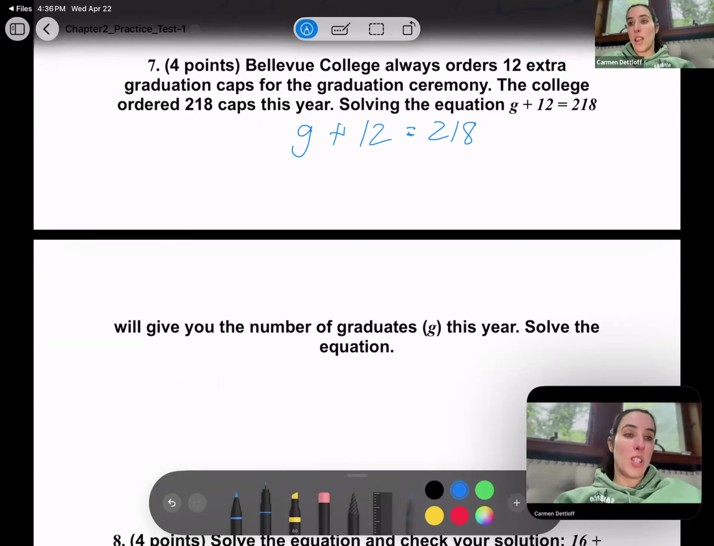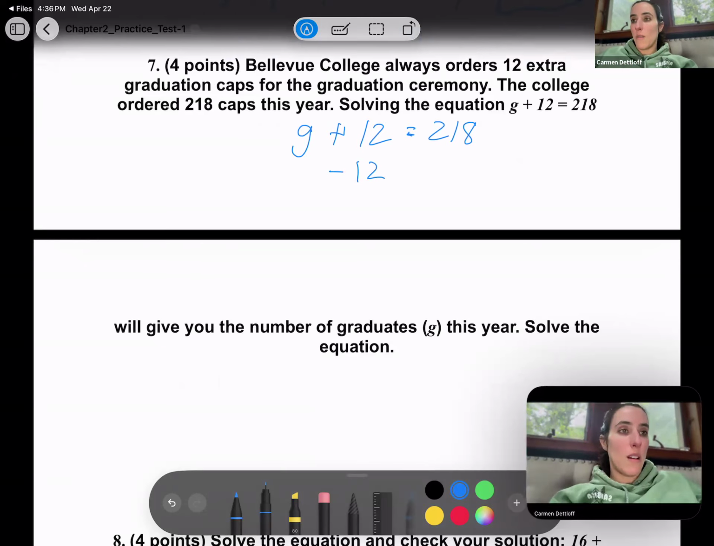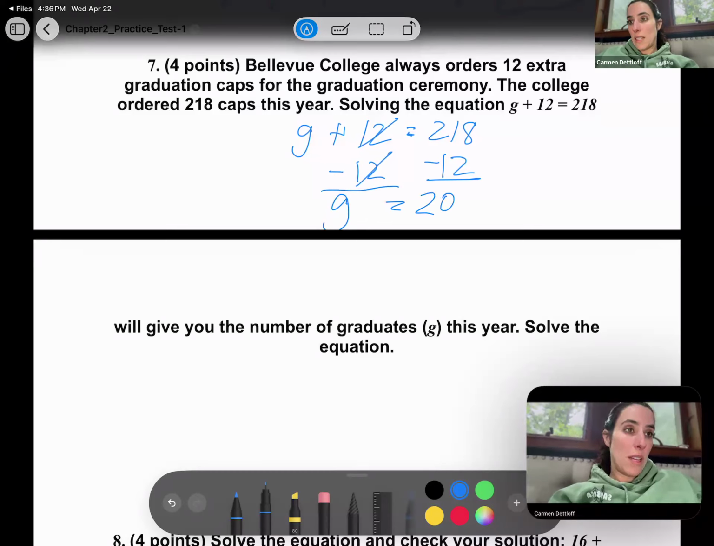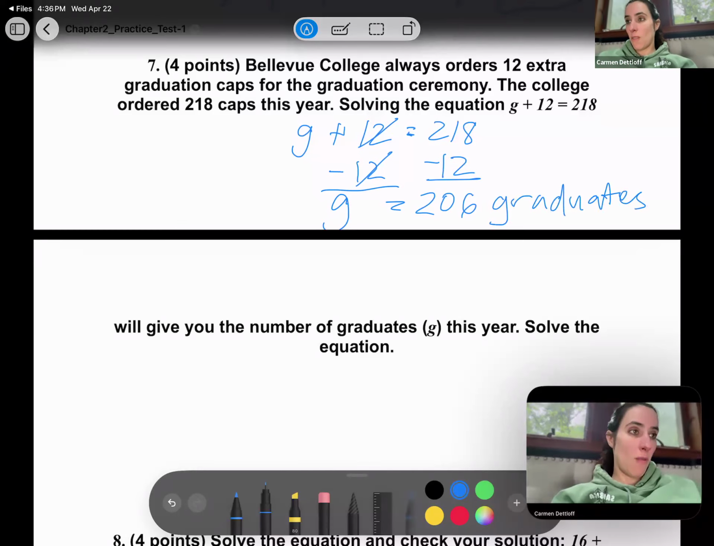So remember, in equations, I've got to do the same thing to both sides. I want to get G all by itself. Right now it's G plus 12. So I want to do the opposite of adding 12. So I'm going to subtract 12 from both sides. Those cancel, and I get G equals 218 minus 12 gives me 206. And then I'm going to make sure that I have units on this because it's a word problem. What does G stand for? What is my variable? Graduates. 206 graduates.